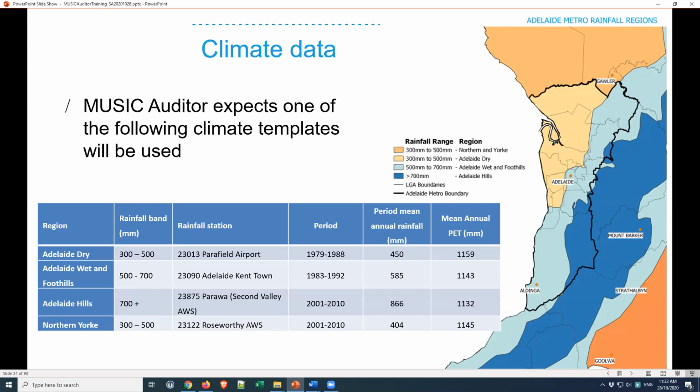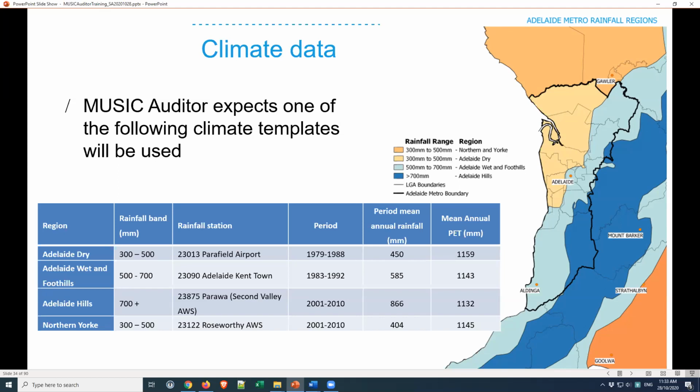These templates have been established with infilled rainfall. So where possible, we've infilled each of the stations with surrounding stations to fill in any gaps or potential issues that might be in them. And then we've selected a period of 10 years of data that is representative of the long-term average, taking into account all of the daily rainfall gauges across the region to calculate that average. So it's a fairly robust process that's been gone through to establish these templates.